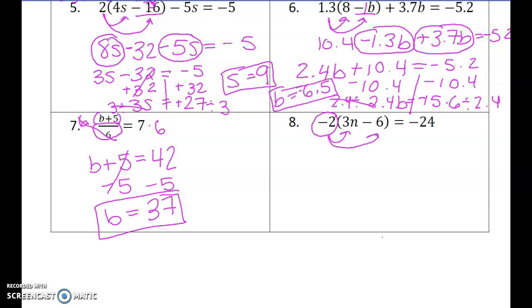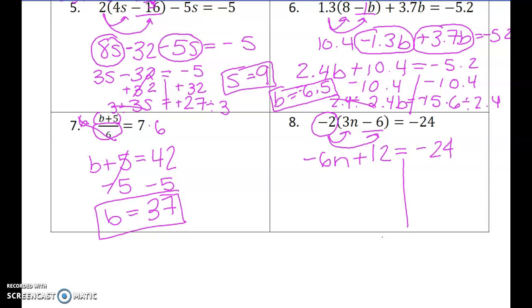So I have negative 2 times a positive 3n. Negative, positive, different signs, so my answer is going to be negative. 3 times 2 is 6. I still got my n. It didn't go away. Now I'm going to do negative 2, the number outside, to the second number inside. Negative 6, negative, negative, same sign, so my answer is going to be positive. So I'm going to put that plus in before I forget. 2 times 6 is 12, equals negative 24.